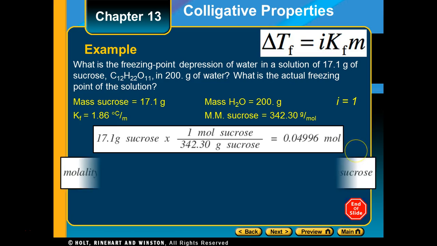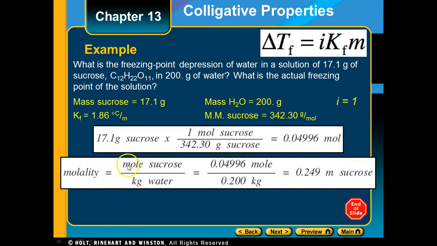To figure out molality, take the moles of sucrose, divide by kilograms of water. And they gave us grams, but remember at this point, pretty easy, just move that decimal place over 3 times. So take the moles we just calculated, divide by 0.2 kilograms, and the molality is 0.249 molal of sucrose.